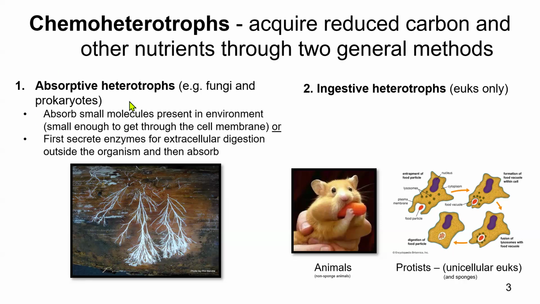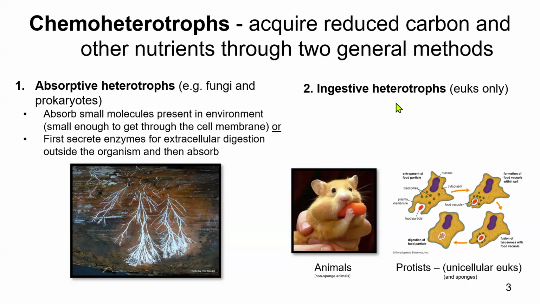Or fungi can actually secrete enzymes out into the environment that digest and break stuff down outside of their bodies. And then once those molecules are broken down small enough, they can be moved across their cell membranes into the body of the fungus. So this is an example of an absorptive heterotroph. In contrast to ingestive heterotrophs, and only eukaryotes are capable of ingestive heterotrophy.